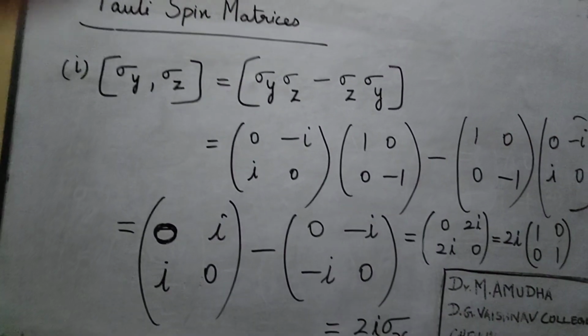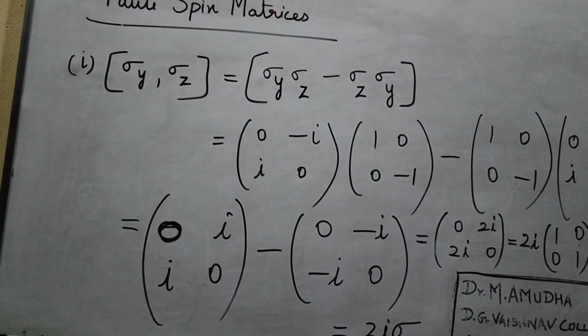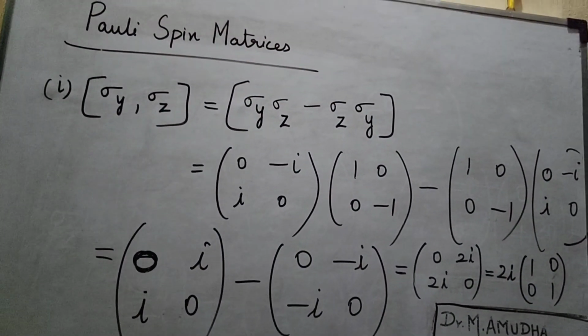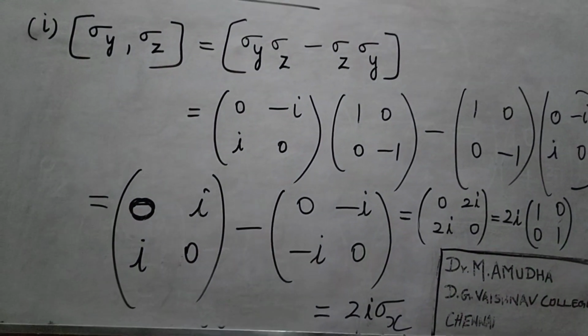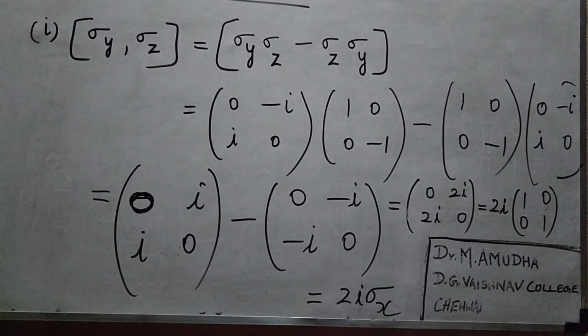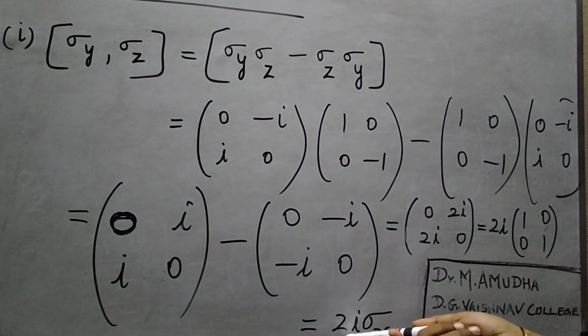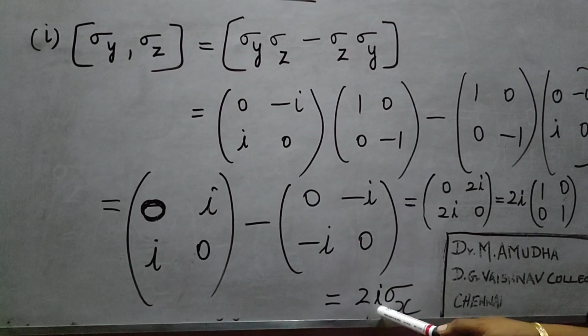Here also you can see the cyclic permutation. After y, z comes, so in the solution you are getting x. It should be in a cyclic way. If it is found to be in the reverse way, automatically a negative sign arises. So finally we have found the solution for the commutation relation between sigma y and sigma z as 2i sigma x.